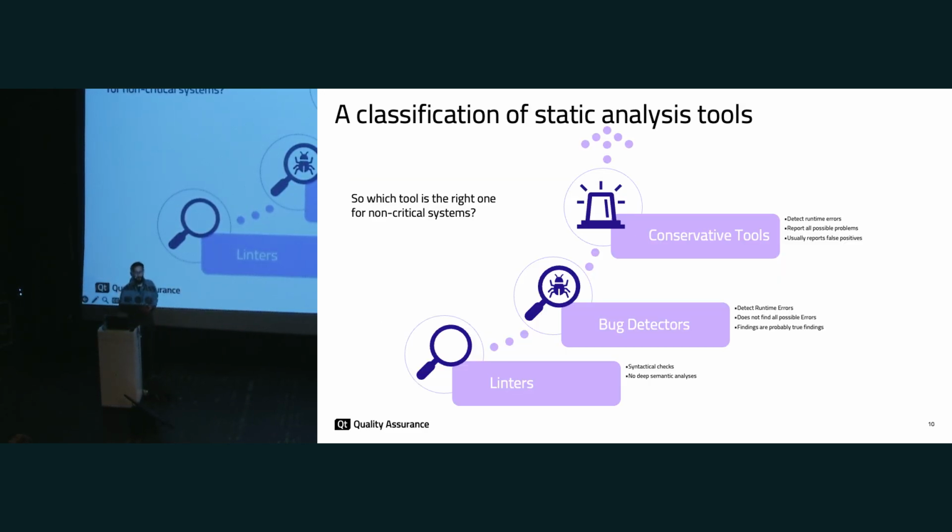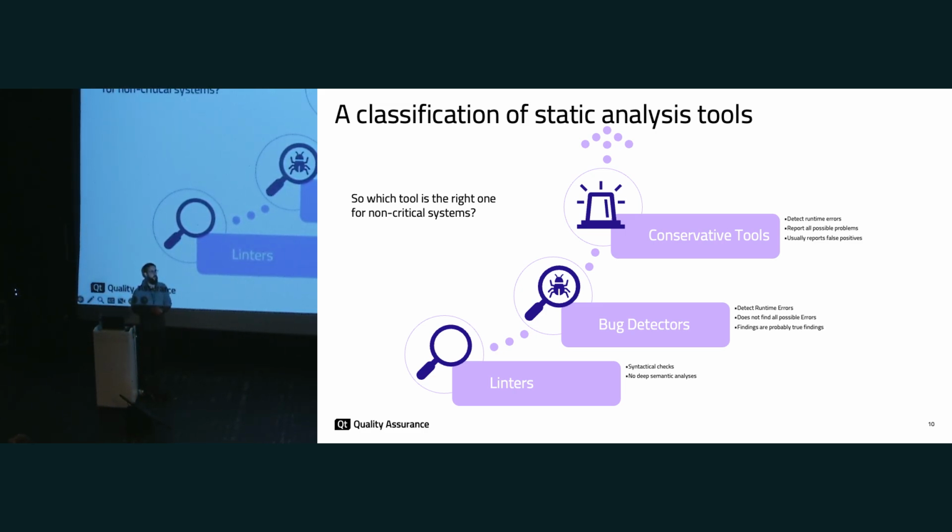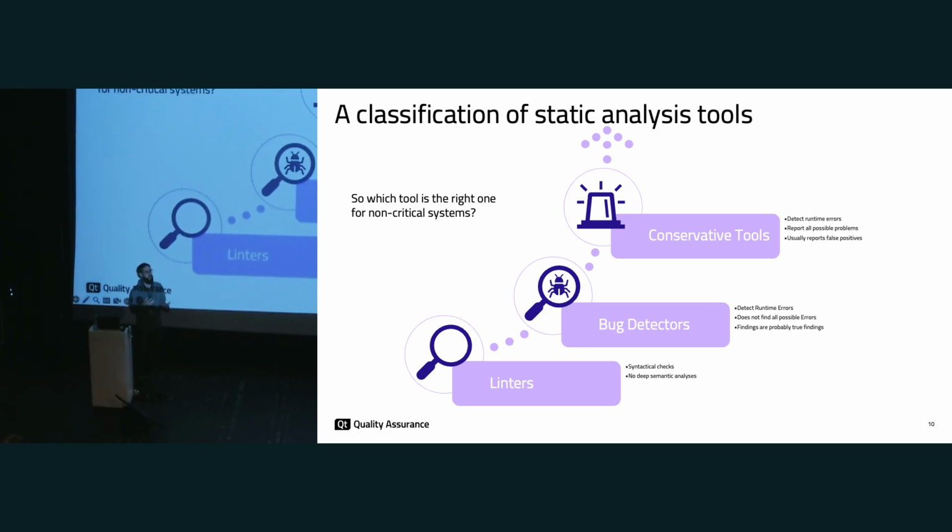So which tool is the right one then for non-critical systems? I've mentioned the conservative ones. Those are for the safety critical areas where you cannot afford not to find a potential error. I can't say, but maybe at the end of my talk, you can decide for your project and maybe the property you're looking after, which of these is the right one that you are looking for.